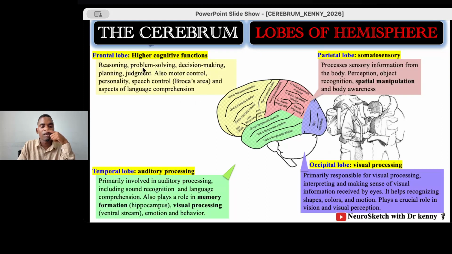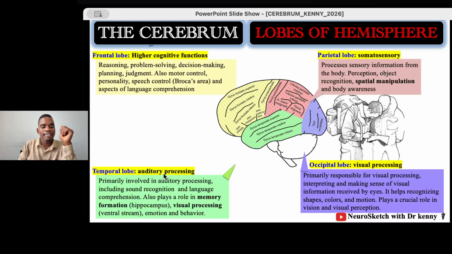The frontal lobe, we've said, deals with the higher cognitive functions. These are reasoning, problem solving, decision making, planning, judgment, and personality. But it also controls other functions like motor control and speech control. It has Broca's area, which we're going to discuss, and also some aspects of language comprehension.